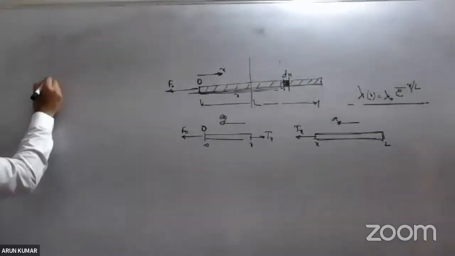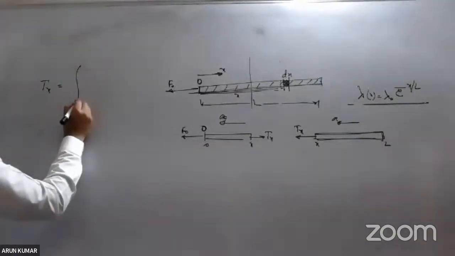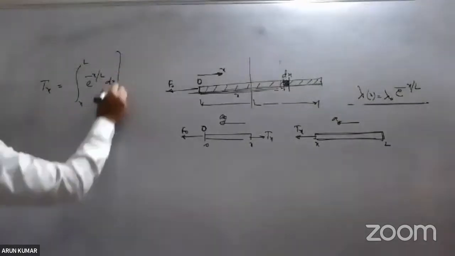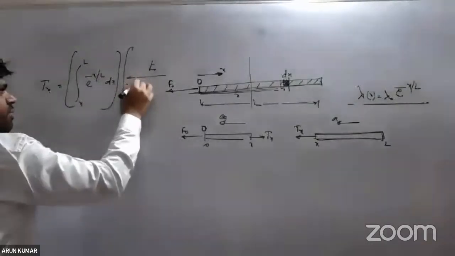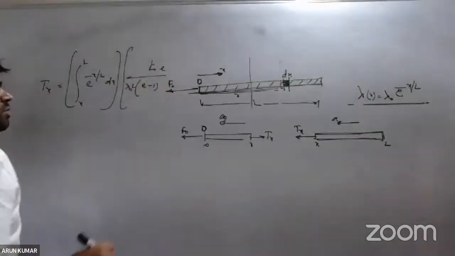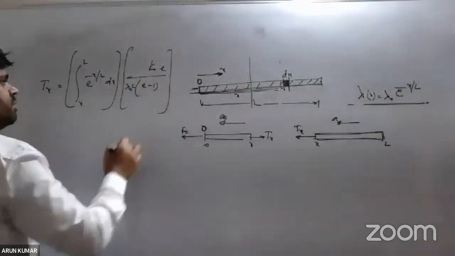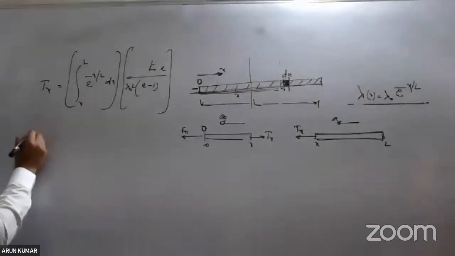So Tx is equal to mass times acceleration. What is the mass now? Integral x to L, e power minus x by L, into acceleration. What was the acceleration we got, students? F0 by lambda naught L into 1 minus 1 by E. Is that correct? I hope that's correct. Yes, right. Now let's further simplify it.